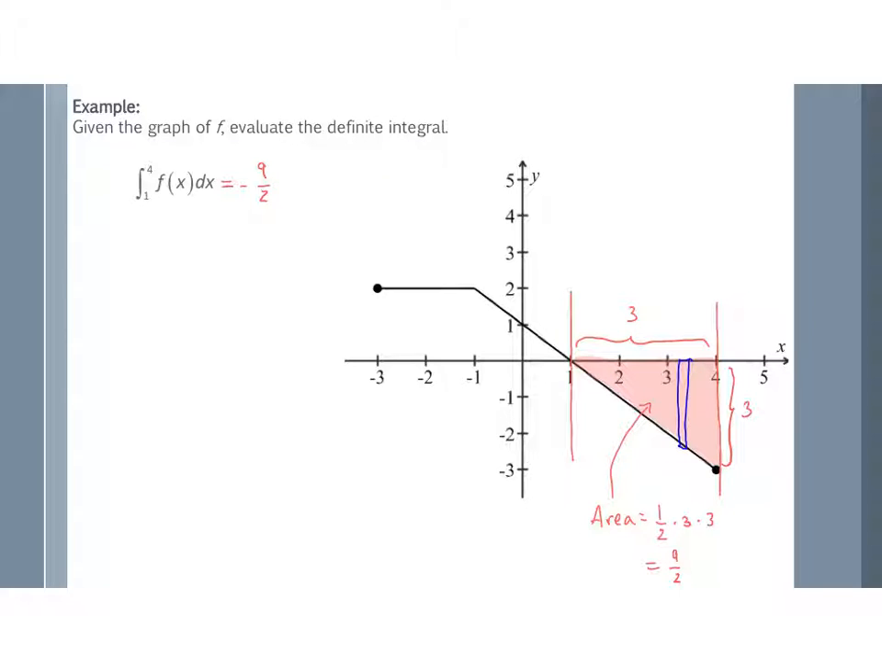You can almost think of it as though if I draw a representative rectangle, that rectangle has a negative height. And so you can think of -9/2 as a signed area. It's not a true area in the traditional sense, so we won't call it an area. But we can use an area to evaluate our definite integral.